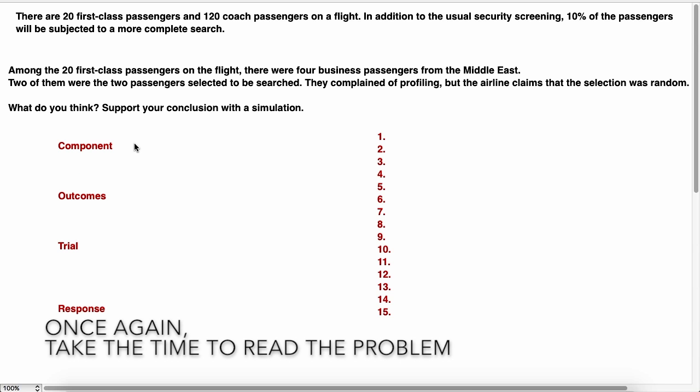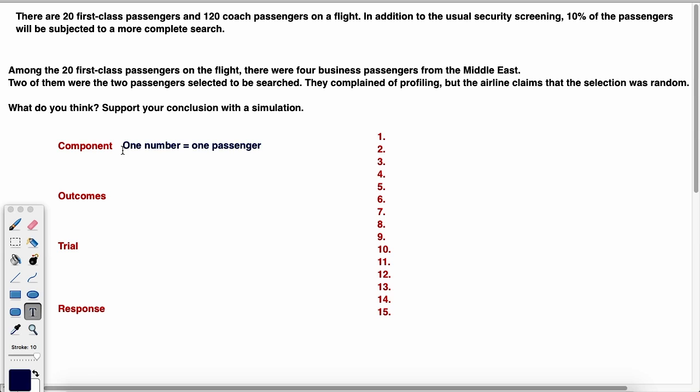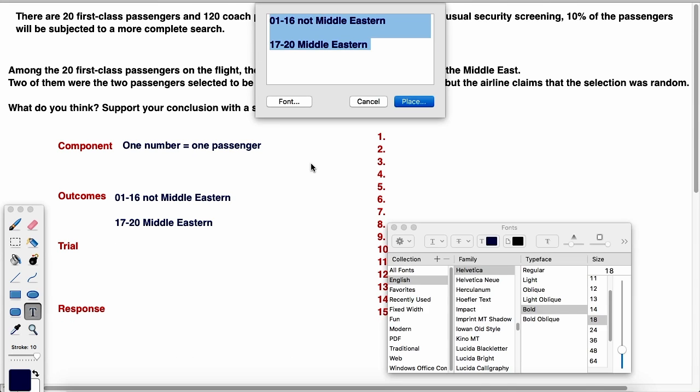Now let's use an example where a simulation can be used in practical cases. I particularly love this example because it shows you why simulations are important procedures. Now that we know what our building blocks should mean, our component is one number equals one passenger. Because there were 20 first-class passengers and only 4 were Middle Eastern, we label 0, 1 through 16 not Middle Eastern and 17 through 20 Middle Eastern.